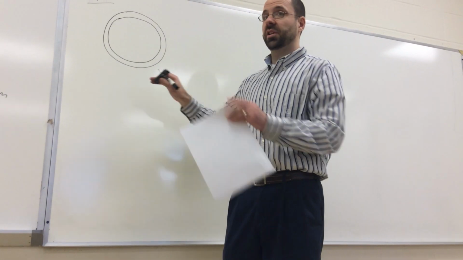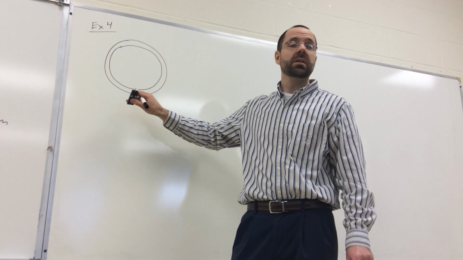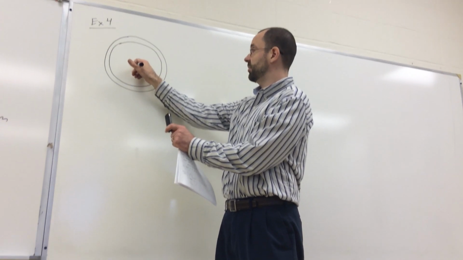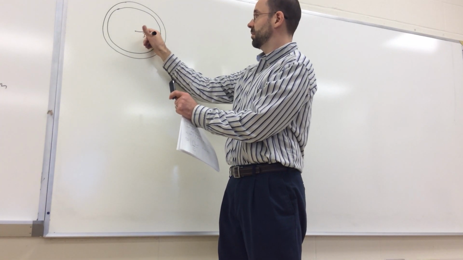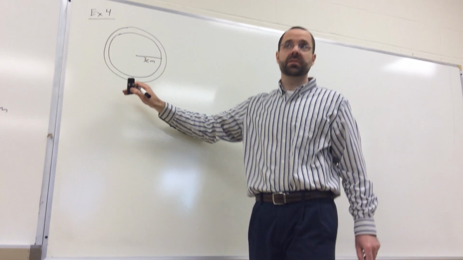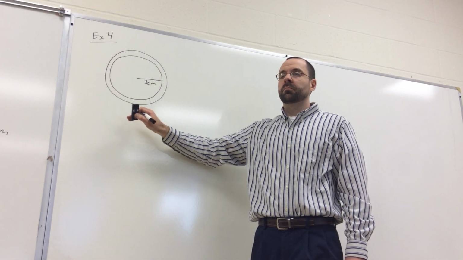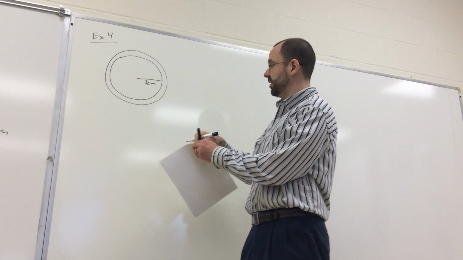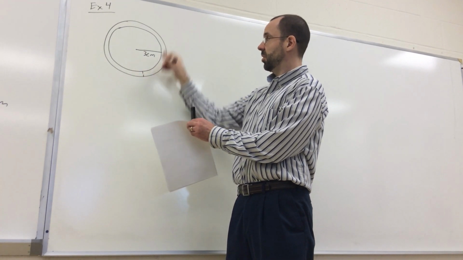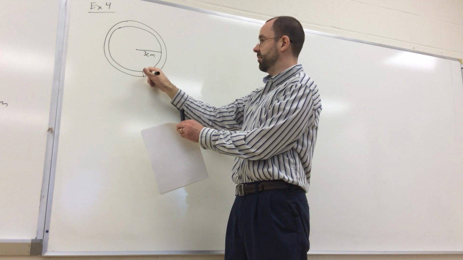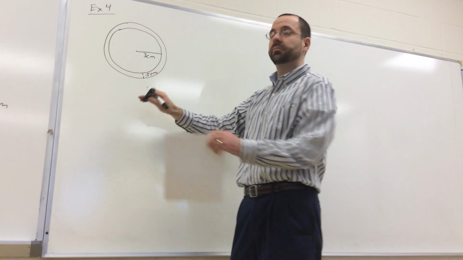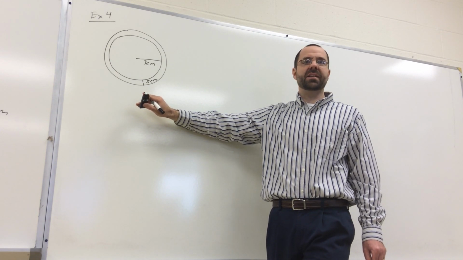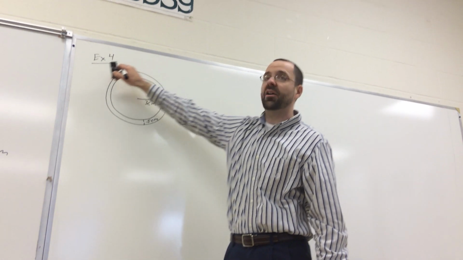So for example 4, we're going to look at a circle inside of another circle. And the radius of the inner circle is 3 centimeters. And then the thickness here, all along the outside, is half of a centimeter. And what we're going to look at is just the area of this outer strip.